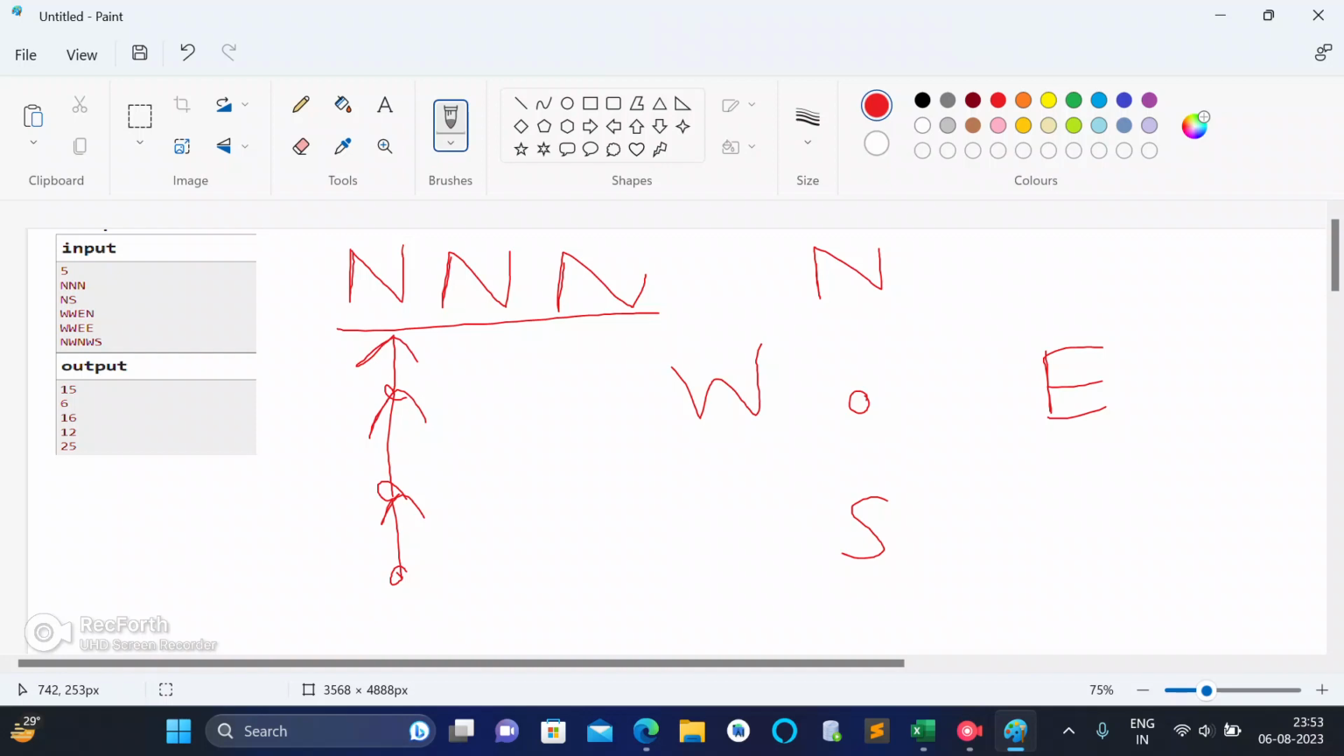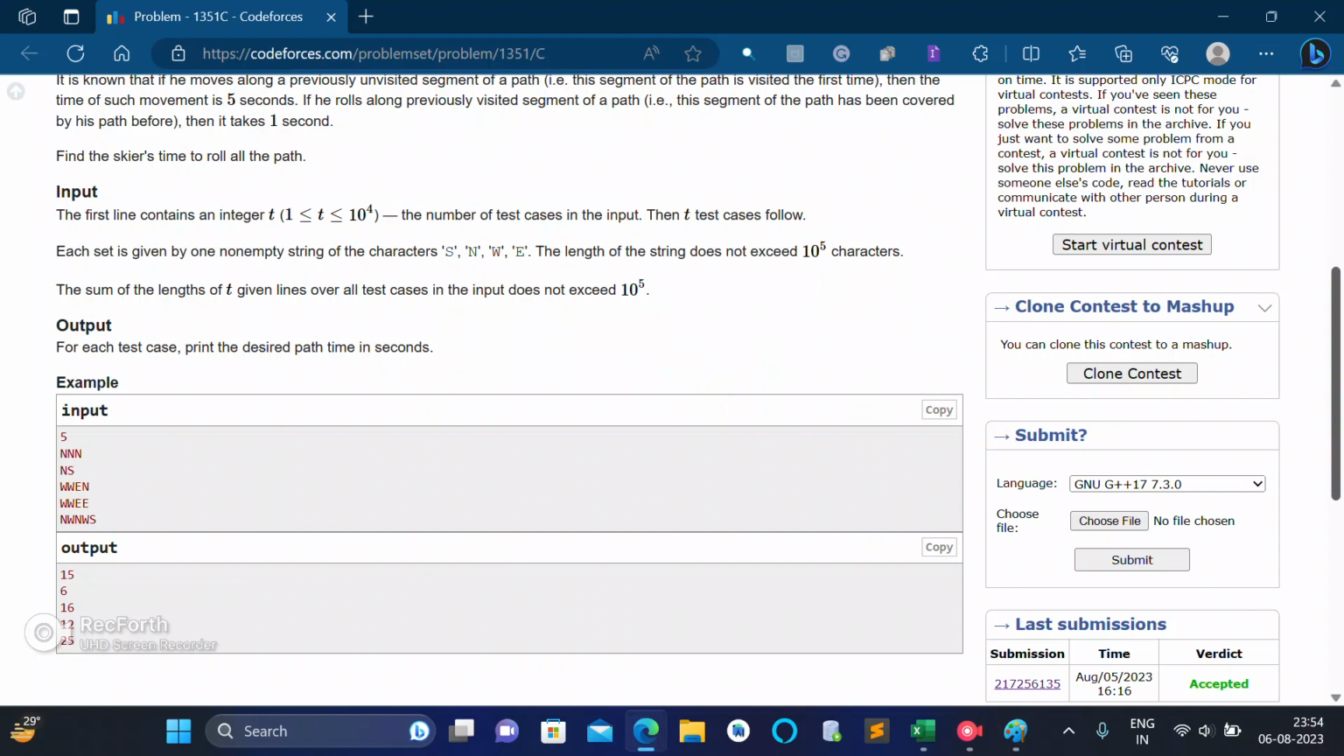The question says, if you have already traversed a path and you are traversing it again, then the points you get is 1, and if you are traversing the path for the first time, then the points you get is 5. Here we are traversing this north for the first time, so the point is 5. Again the first time, so 5. Again the first time, so 5. Each is actually 1 meter.